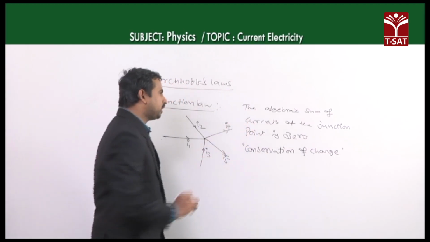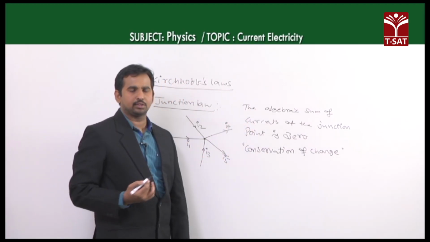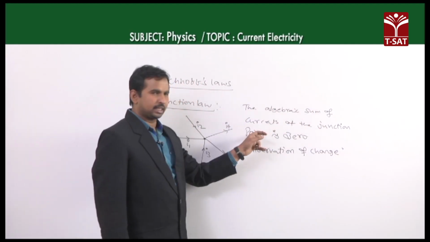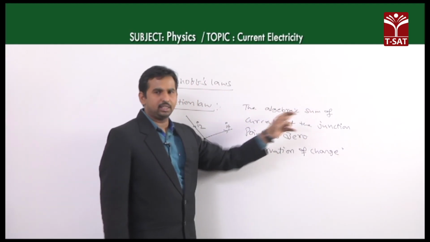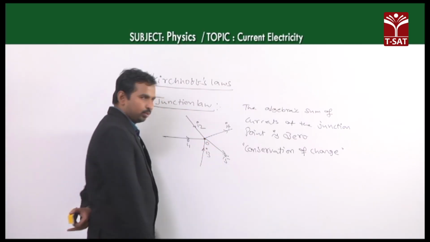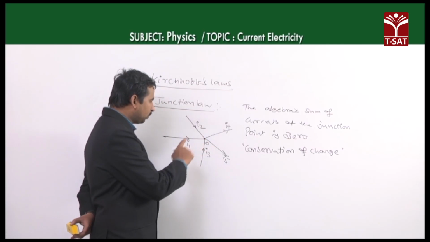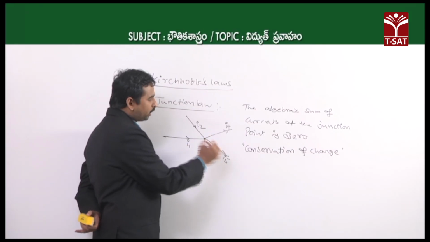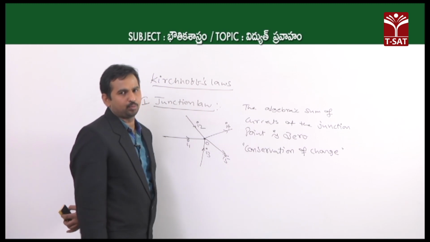Okay. So this is according to the conservation of charge, which is called conservation of charge. Then if you apply that law in this junction law example, what I said is, the algebraic sum of the currents at the junction point is 0. Let us suppose our junction point is here at O. At O, I1, I2, I3 are the 3 currents which are incoming here, and I4 and I5 are the currents which are leaving the point.